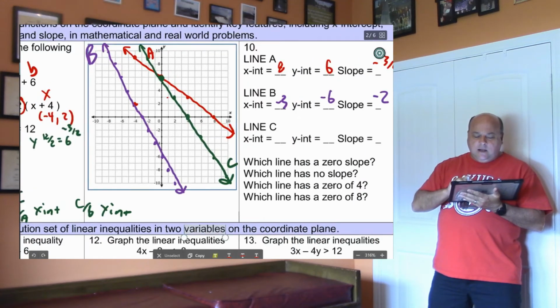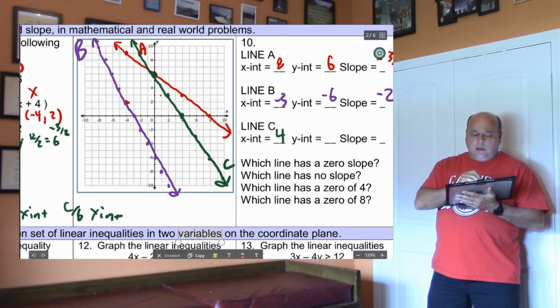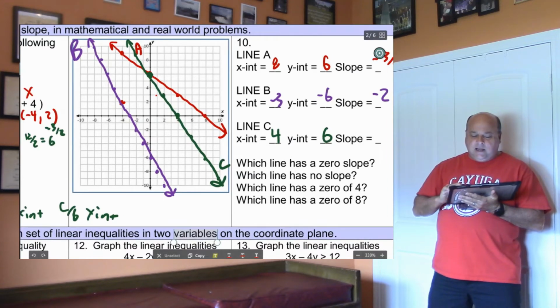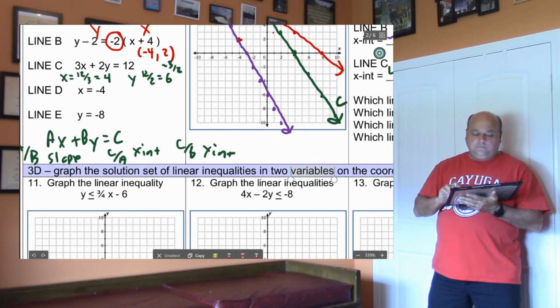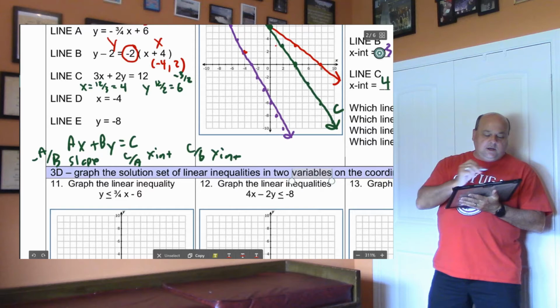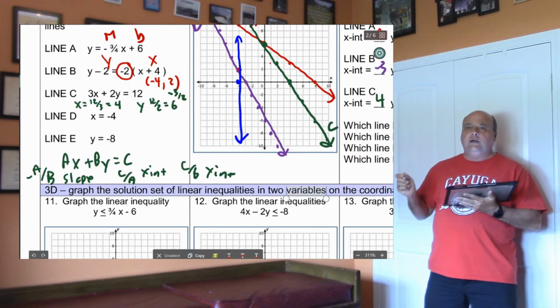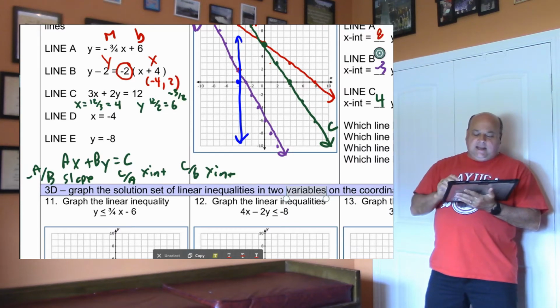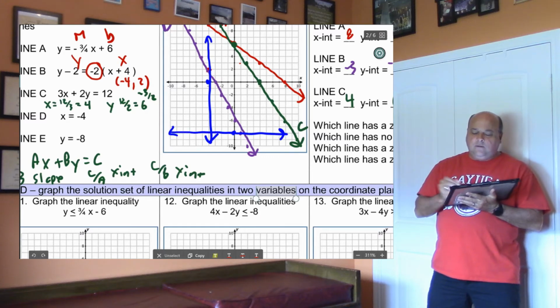So line C, the x-intercept is at 4, which is called your zero. The y-intercept is at 6, and the slope is negative 3/2. Okay? Line D, I'm going to do in blue. So x equals negative 4. It only crosses the x-axis, and it crosses right here, doesn't it? And then line E, I'm going to do in blue too, at negative 8, and it does this, doesn't it?